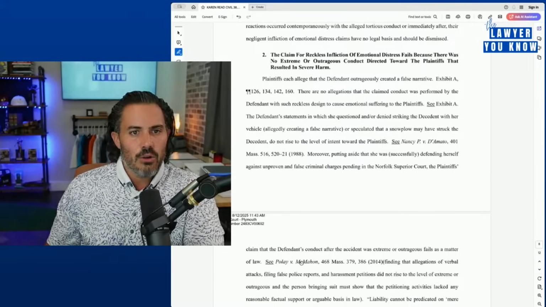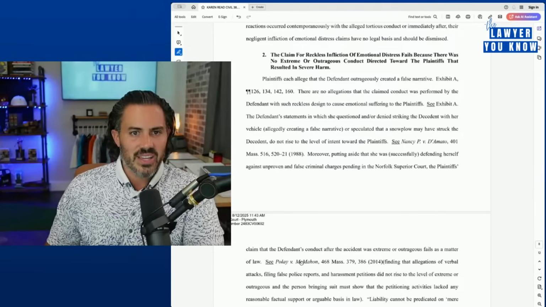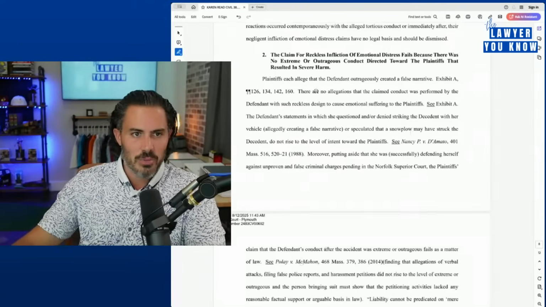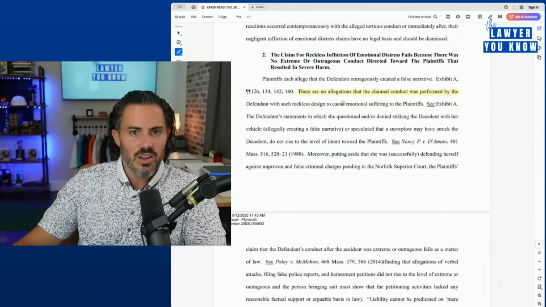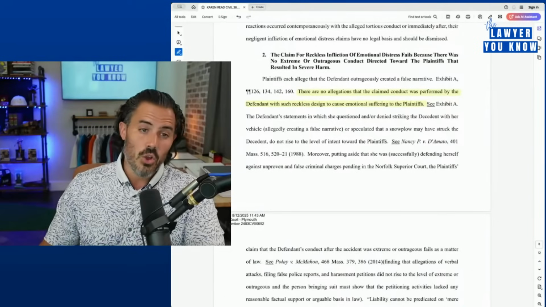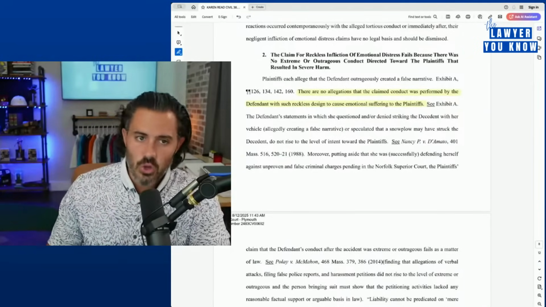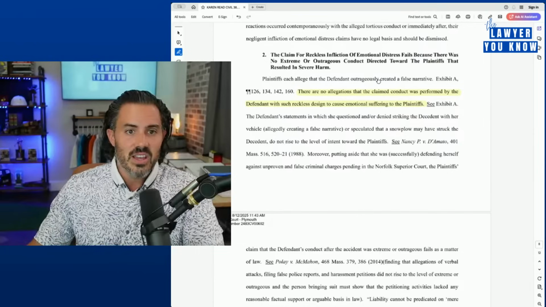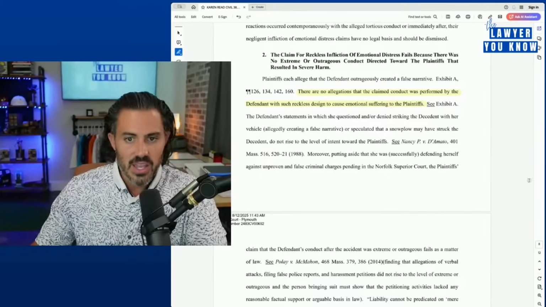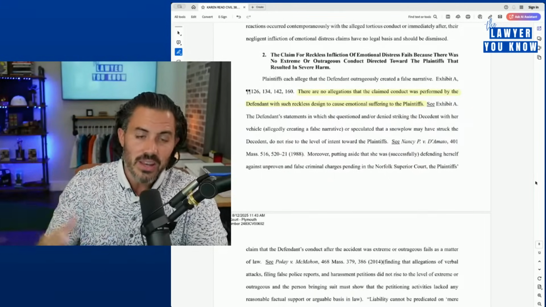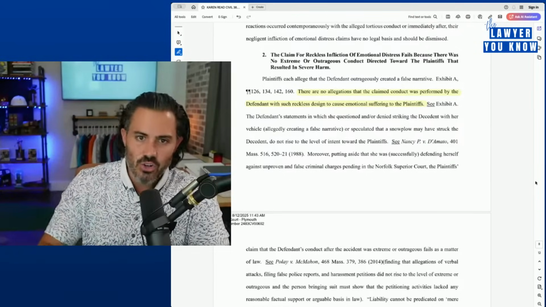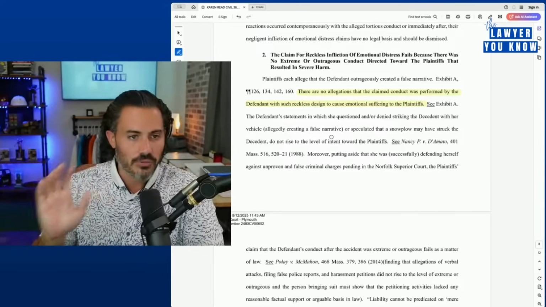Plaintiffs each allege that the defendant outrageously created a false narrative. There are no allegations that the claimed conduct was performed by the defendant with such reckless design to cause emotional suffering to the plaintiffs. So here's what I'll tell you about this right here. Whenever a defense lawyer puts a statement like this in, as a plaintiff's lawyer, do you know what we usually think? Okay, judge, if we want to use magic words, we'll go back, we'll amend our complaint to say, creating this false narrative, she did it with such reckless design to cause emotional suffering to the plaintiffs. And that technically checks the box. We still have to go prove it, but it gets us past a motion to dismiss. So these types of arguments are technical ones that may be winning the battle but losing the war, or whatever that analogy is. But you still have to do it as a defense attorney.